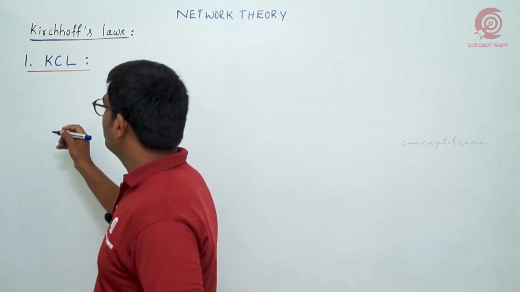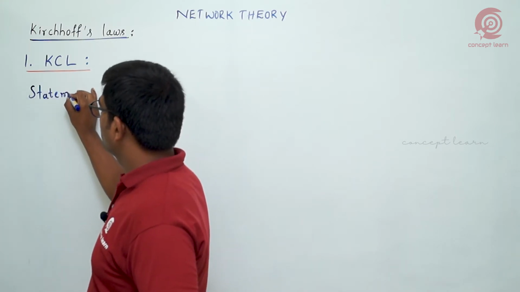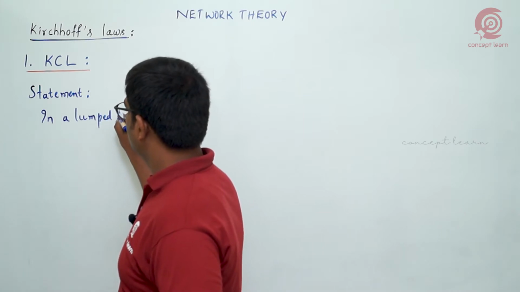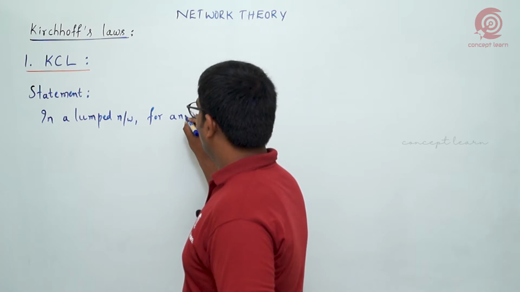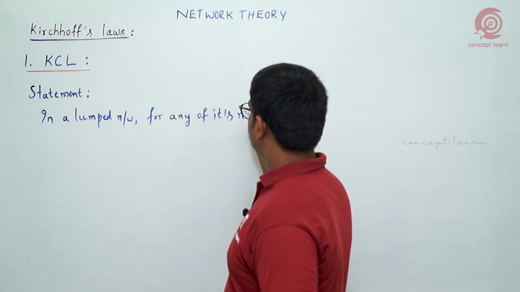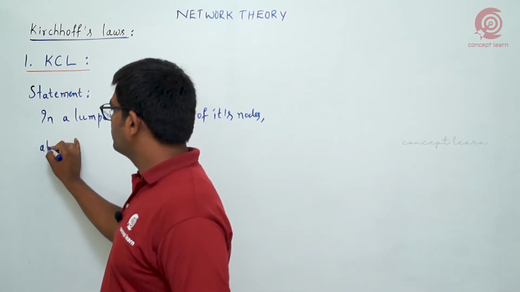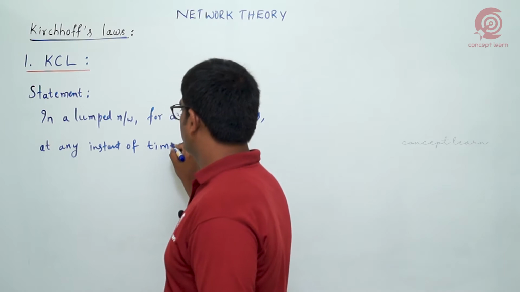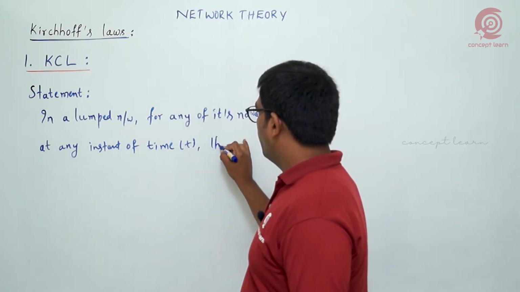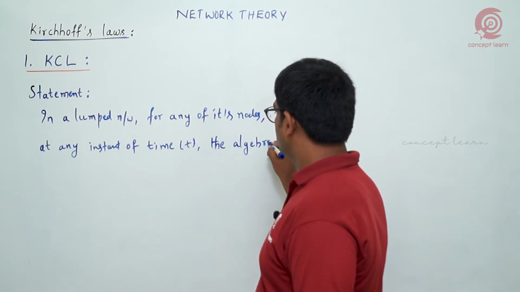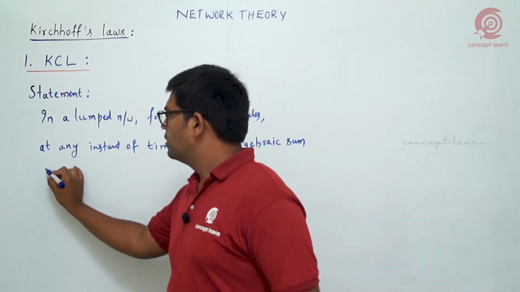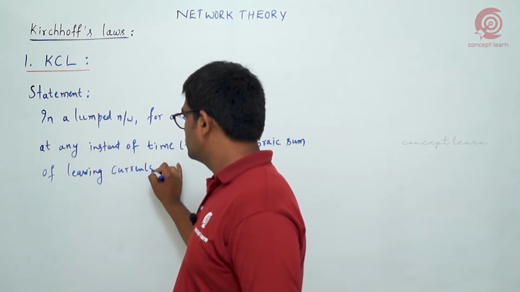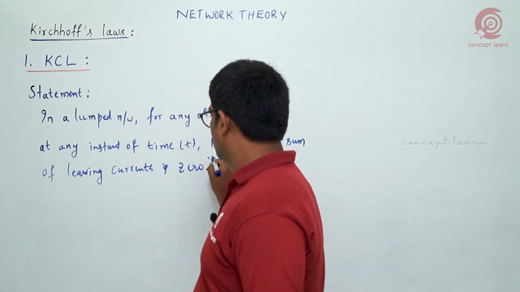So what is the statement here? Statement: in a lumped network, for any of its node, at any instant of time t, the algebraic sum of leaving currents is 0. Okay, this is the statement.